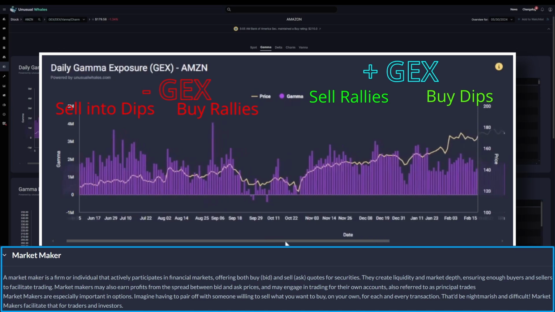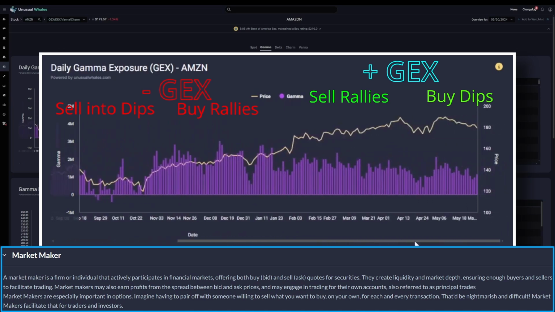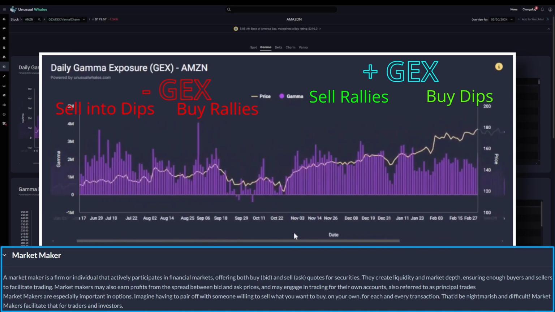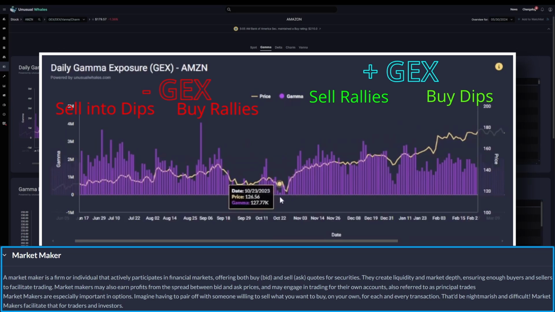You can see a few points where there's a little bit lower gamma exposure, and again, these small points where gamma exposure was net negative. But for the most part, for most of recent history on Amazon anyway, the GEX environment has been positive, so market makers have been gently selling into rips and gently buying into dips.